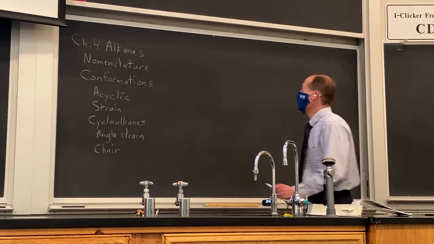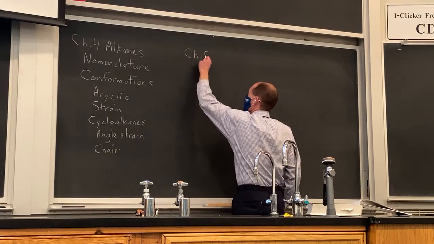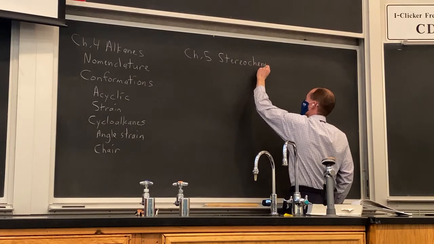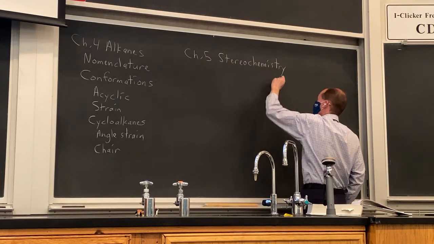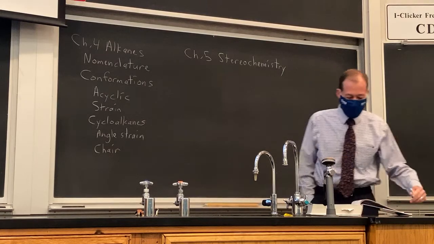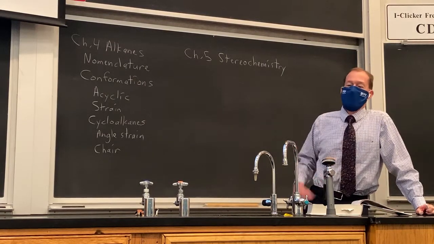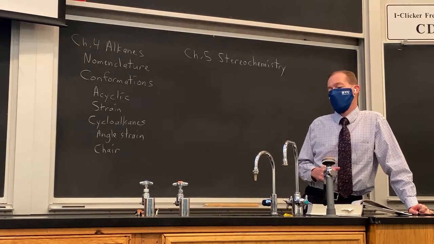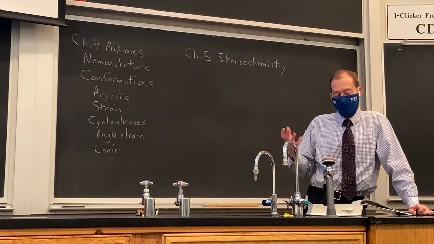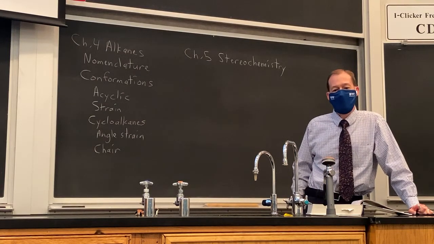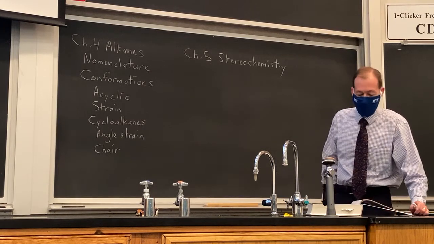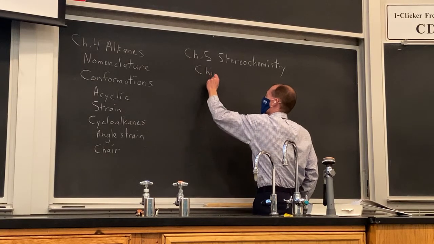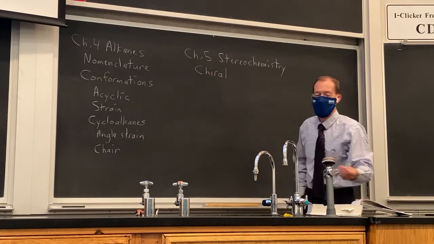All right, and then next, Chapter 5 was stereochemistry. So continuing on with our introduction to three-dimensional structure that we had in Chapter 4, we studied stereochemistry. Stereochemistry is the study of the three-dimensional structure of organic compounds. But we had a whole bunch of definitions and concepts in this chapter. We learned about chirality, so we learned the definition of chiral.